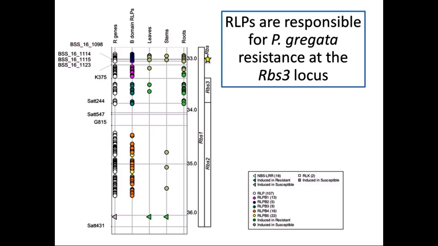In the leaves, there are not very many RLPs significantly differentially expressed. In the stems, there are not very many either, and they're all induced more in the susceptible. But in the roots, we have a lot of RLPs, and a lot of them are induced in the resistant genotype. And in fact, a lot of these are at the historic RBS3 locus. So looking at this, there are 12 RLPs expressed more in the resistant genotype at that historic RBS3 locus. These are 12 candidate genes for RBS3 mediated resistance.